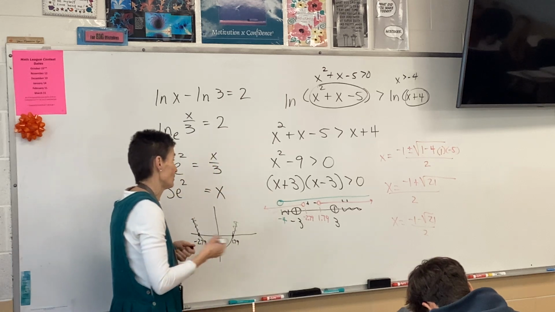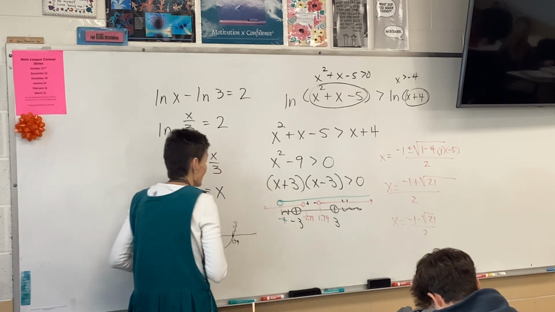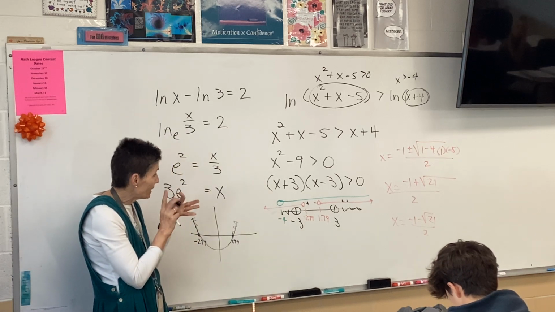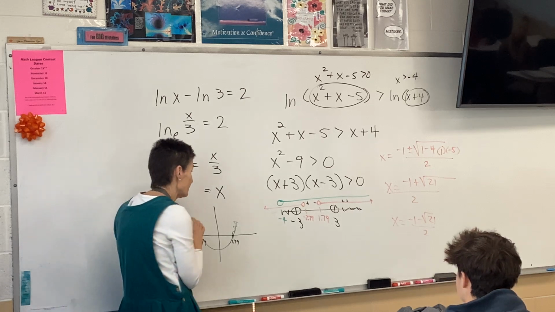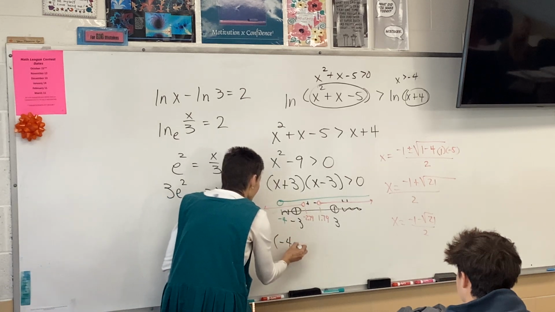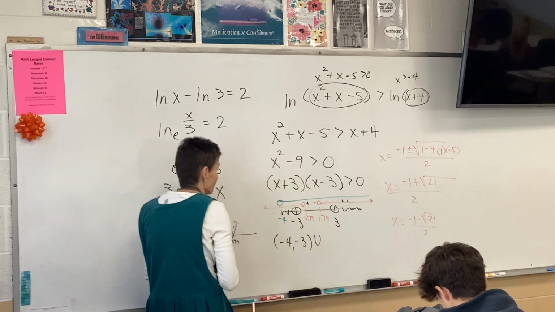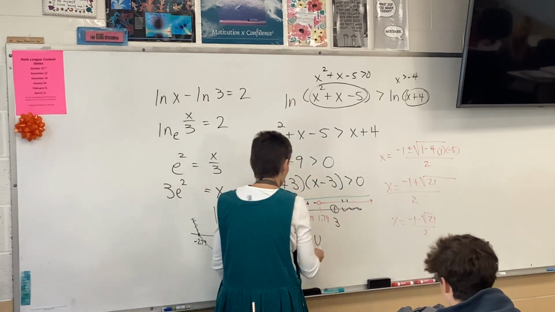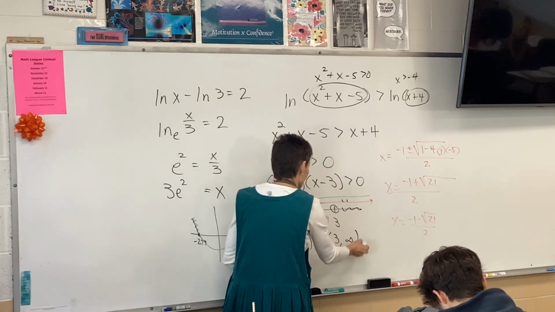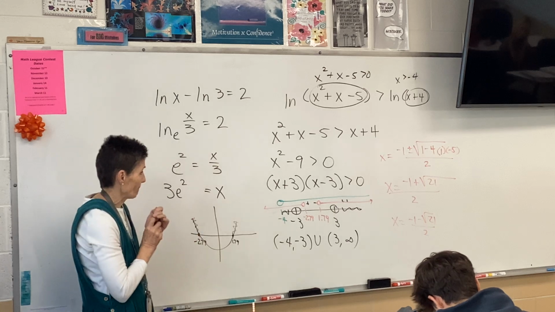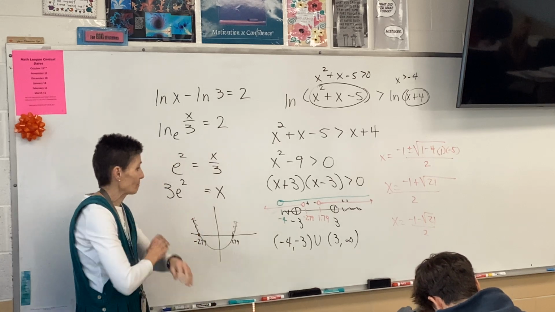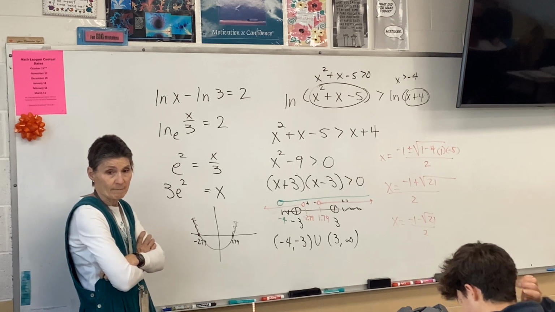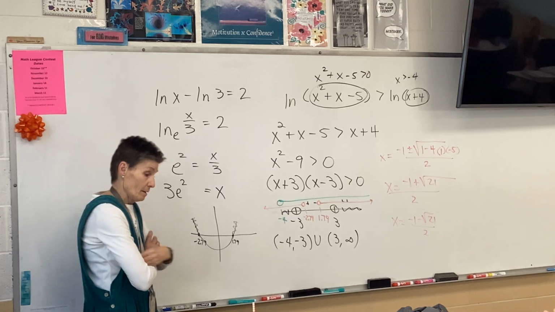Now I need an answer. What do you think my answer is? Now remember, it has to be black and red and green. So what do you think? Negative 4 to negative 3, and looks like 3 on. Everybody okay with that? That was a lot.